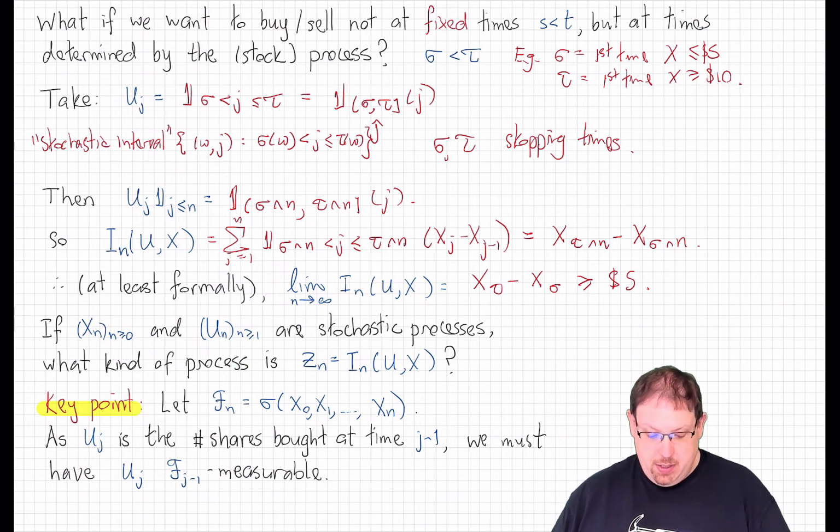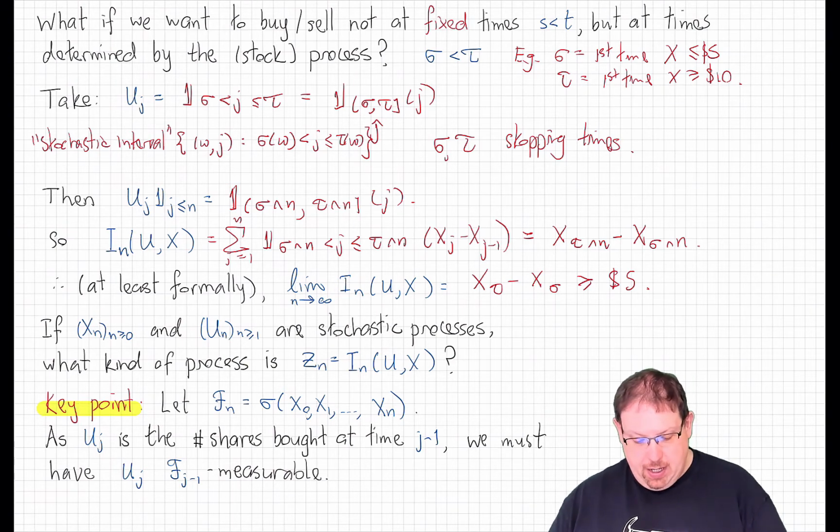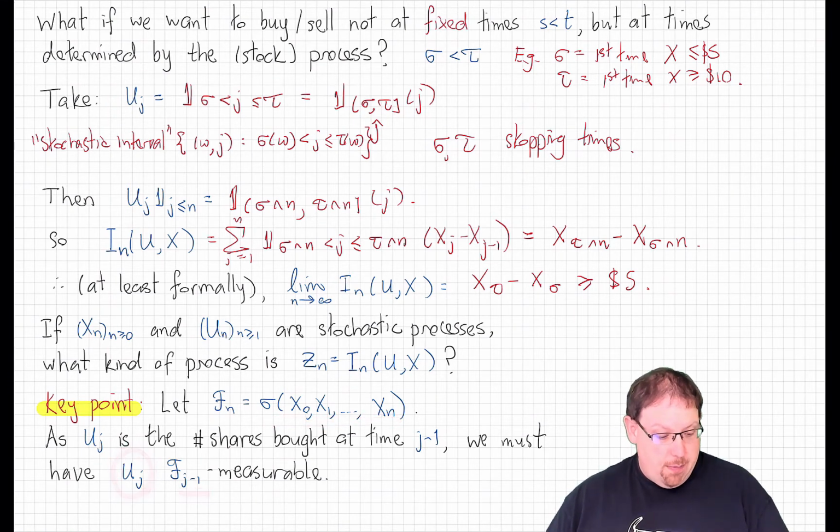the future. In particular, U_j is the amount that we decide to buy before the jth price is set. It's made based on what happened up to the (j minus 1)st value of X. So that is to say, if we let F_n be the sigma field generated by the process X up to time n, U_j really needs to be F_{j-1} measurable. Now that means that it's F_j measurable since F_n is a filtration and so is increasing, but it's better than adapted. It's adapted to one time step earlier. We call such processes predictable.